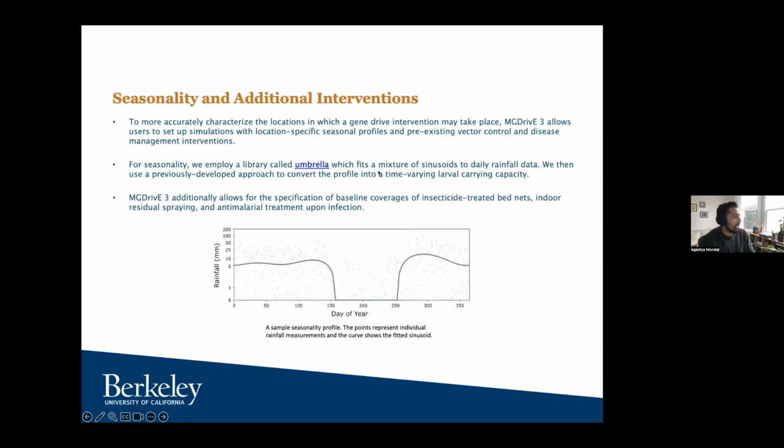Cool. And so another major component of this framework is adding seasonality and baseline intervention. Generally, when we're designing a simulation for gene drive intervention, we want to accurately capture the location in which the trial might take place. So there are a lot of aspects to that. One is that seasonal weather patterns are going to affect how mosquito life history evolves over time.